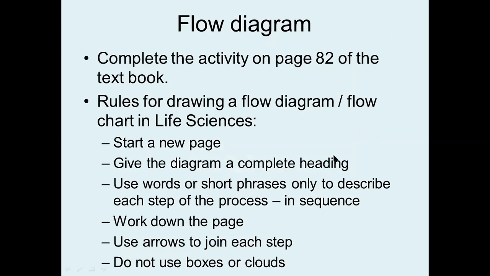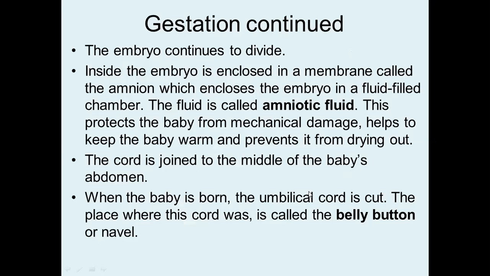So start a new page, give the diagram a complete heading, and use words or short phrases only to describe each step of the process in a particular sequence. You work down the page and you use arrows going down to join each step. You never use boxes and you never use clouds. Make sure that you know how to do a flow diagram. We'll go back to that flow diagram. I'll give it to you for homework on Friday.